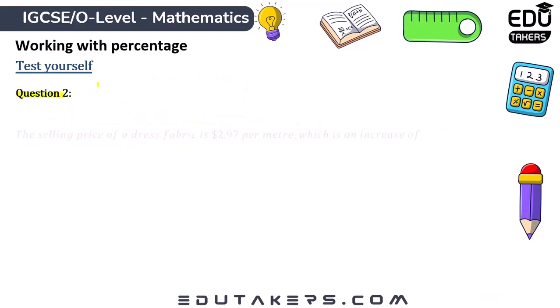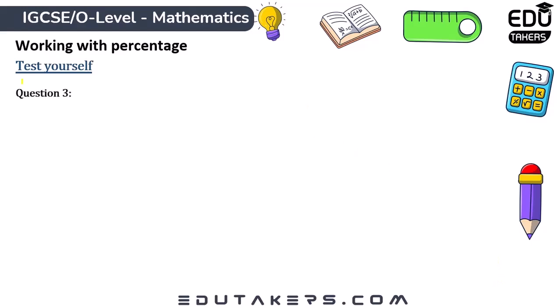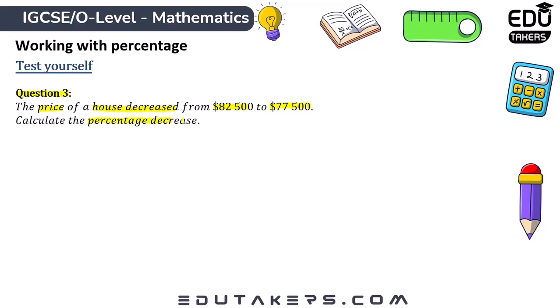Question number 2. The selling price of a dress fabric is $2.97 per meter, which is an increase of 8% on the cost price. Calculate the cost price per meter. It's a 3-mark question. Question number 3. The price of a house decreased from $82,500 to $77,500. Calculate the percentage decrease. It's a 3-mark question.